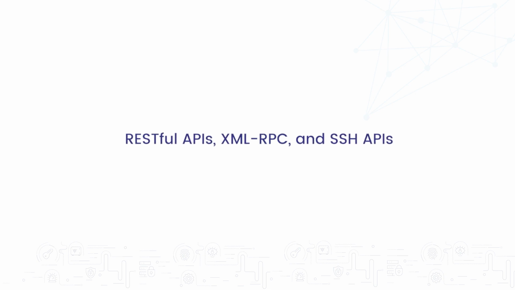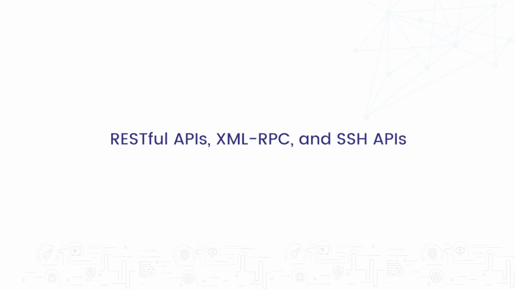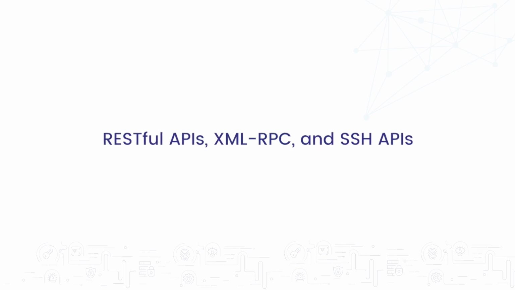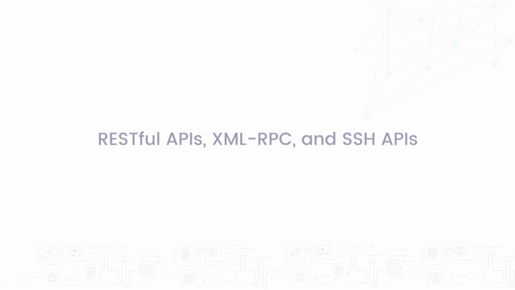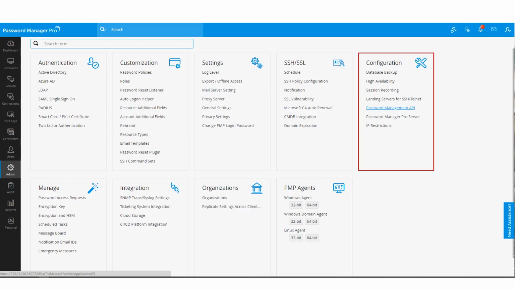Suppose you use hard-coded passwords in the form of configuration files and bash scripts, you could use APIs to eliminate these passwords with Password Manager Pro. As of now, Password Manager Pro supports RESTful APIs, XML RPC, and SSH APIs to help you with application-to-application password management. You will find the option to configure password management APIs under the configuration section in the admin console.